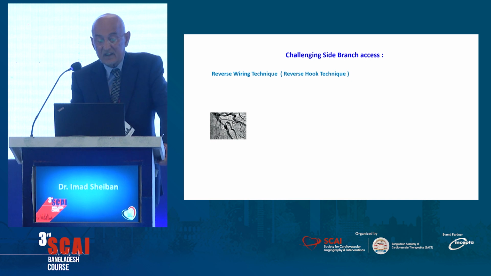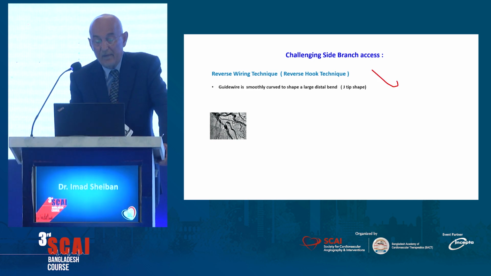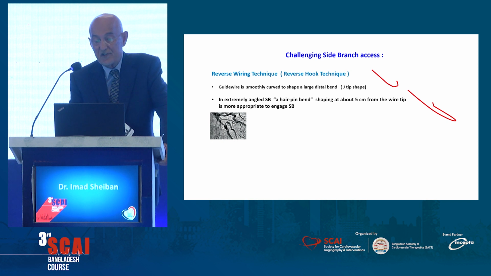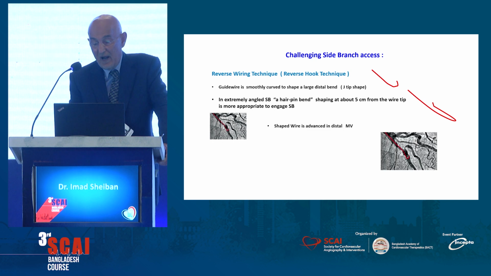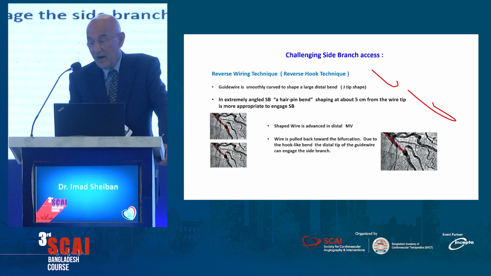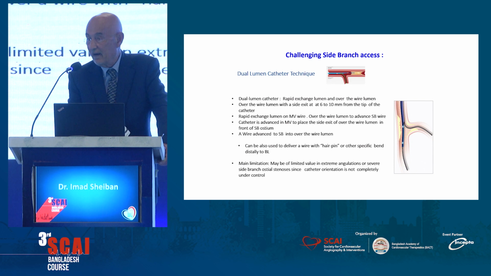The second is reverse wiring, and this depends on the shaping of the wire. There are two modalities, hook technique, the J-tip shape, or a hairpin bend shape. It depends on how much is the angulation, how challenging is the origin of the side branch. And again, this reverse wiring, after shaping the wire adequately, will give you the possibility to get into the side branch.